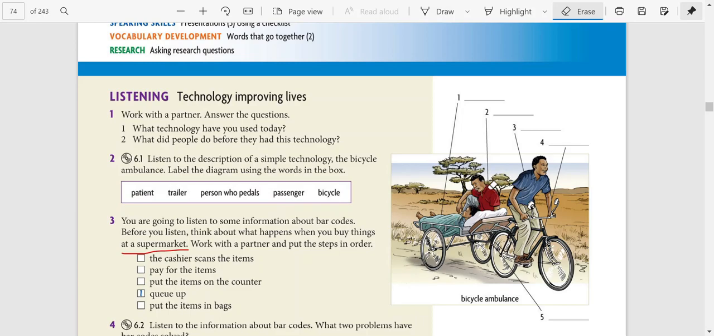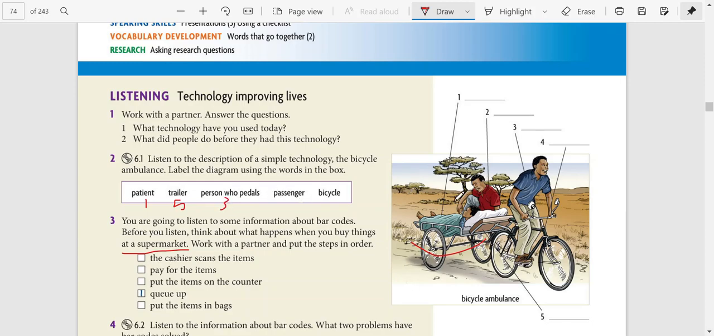And in here we have the bicycle, that's clear. Let's label them together. Number one is the patient, and the trailer is number five. The person who pedals is number three. And the passenger, this person looking after the sick people, is number two. And we have the bicycle, that's clear, number four.